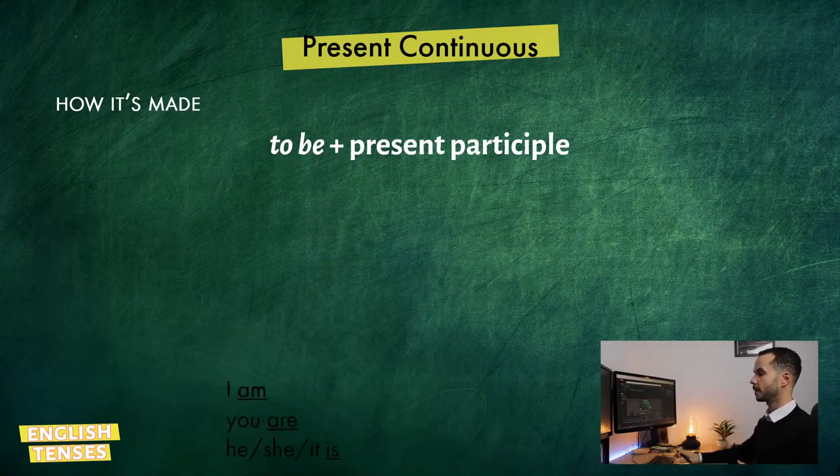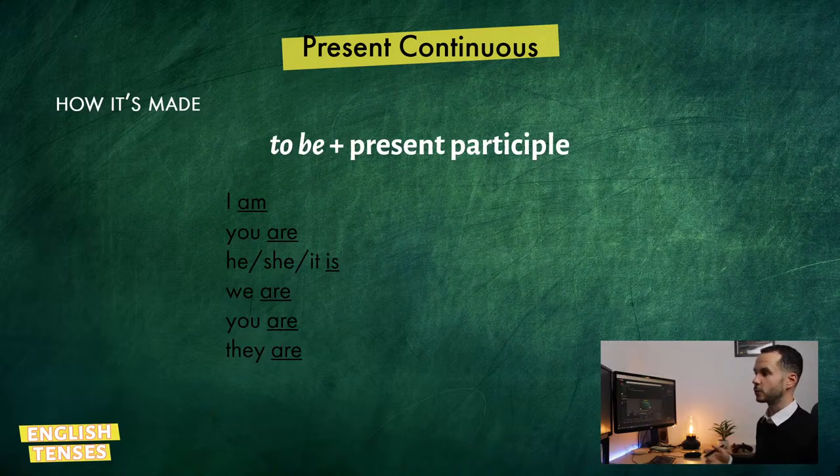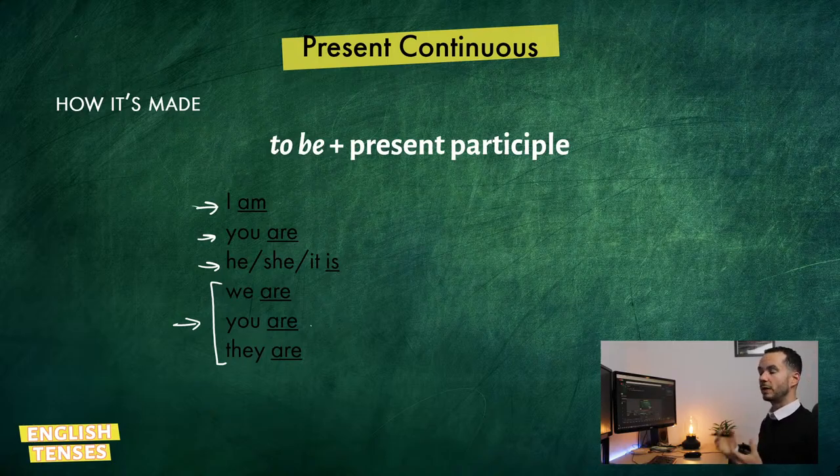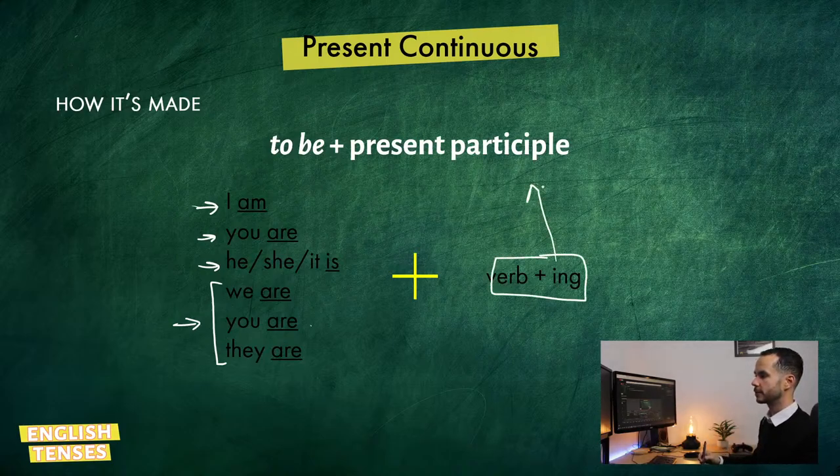So in this case, it means that we need to know what to be is, and to be is an irregular form. Right? It's not the same as all the other verbs where we simply have the stem and then we add s for he, she, it. We have I am, you are, he, she, it is, we are, you are, and they are. So as you can see, you, we, you, and they are the same, and I am, he, she, it are different. When we want to make present continuous, we need to add a present participle. So we get I am, you are, he, she, it is, we are, you are, they are, plus the present participle. And the present participle is basically a verb plus ing. So verb plus ing is our present participle.